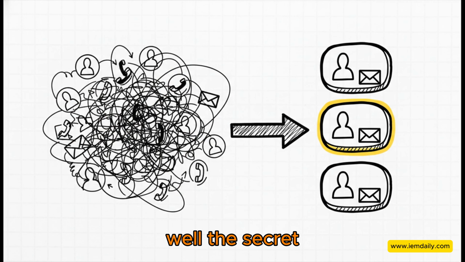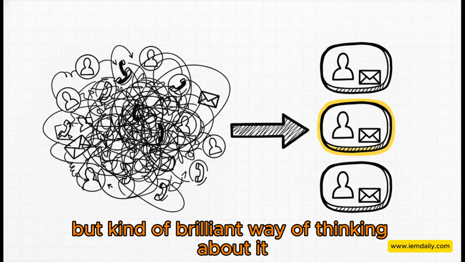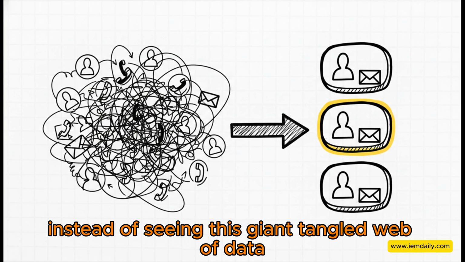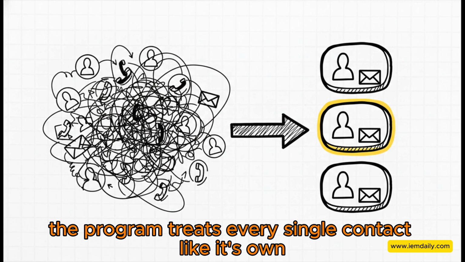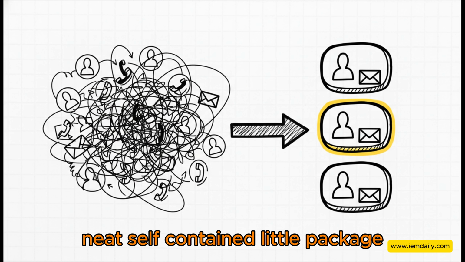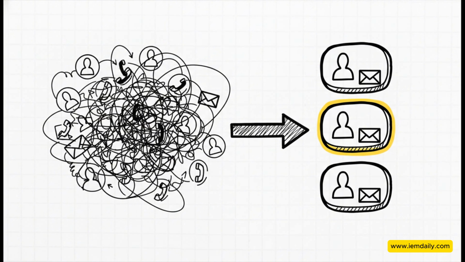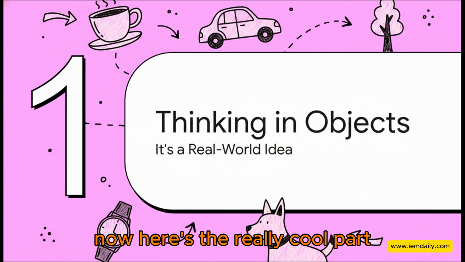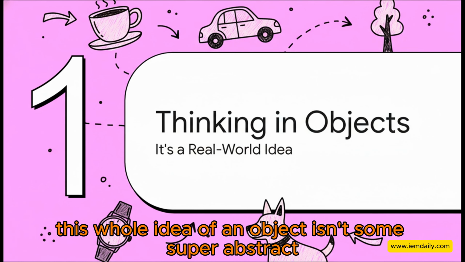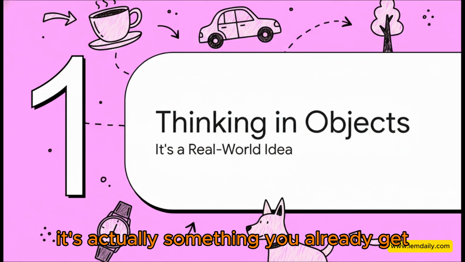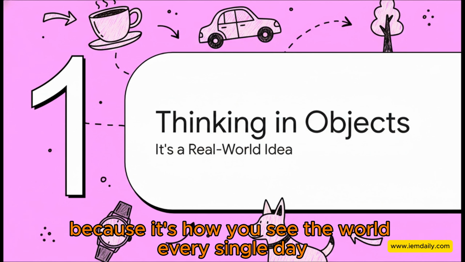Well, the secret, it's a really simple but kind of brilliant way of thinking about it. Instead of seeing this giant tangled web of data, the program treats every single contact like its own neat, self-contained little package. And in the programming world, we call that package an object. Now, here's the really cool part. This whole idea of an object isn't some super abstract techie concept that's hard to grasp. Nope. It's actually something you already get because it's how you see the world every single day.